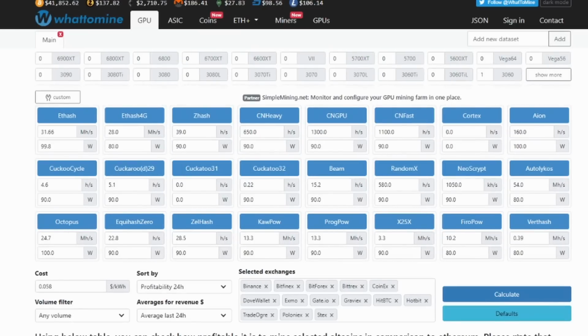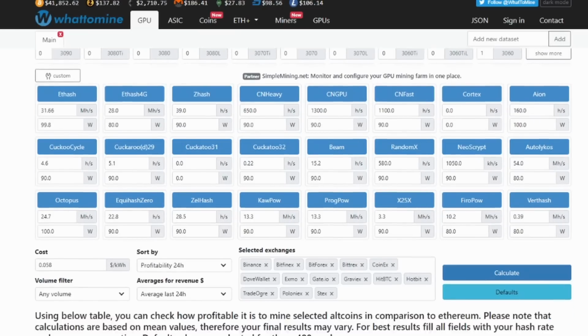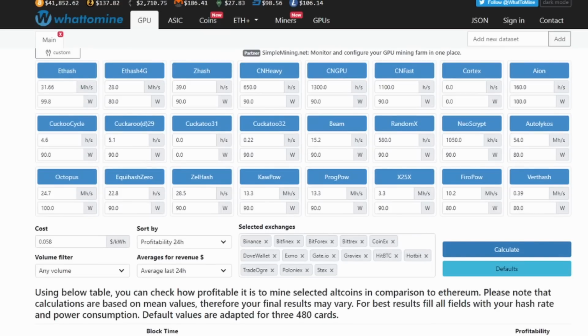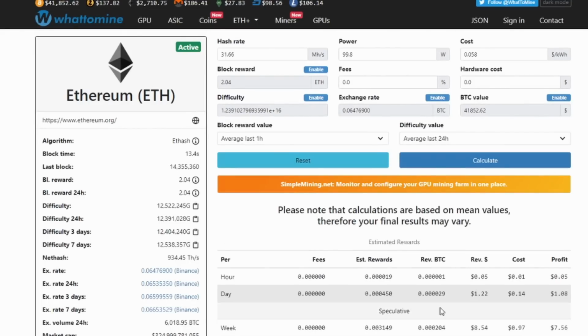Based off of this information here, as of right now, which is the 9th at 5:44 p.m., it is telling me that my revenue is $1.08 per day. So let's jump into that. Our revenue is actually, that was our profit, our revenue is actually $1.22 per day. Our electric cost just to run this entire rig is 14 cents. And then our profit is $1.08 per day.